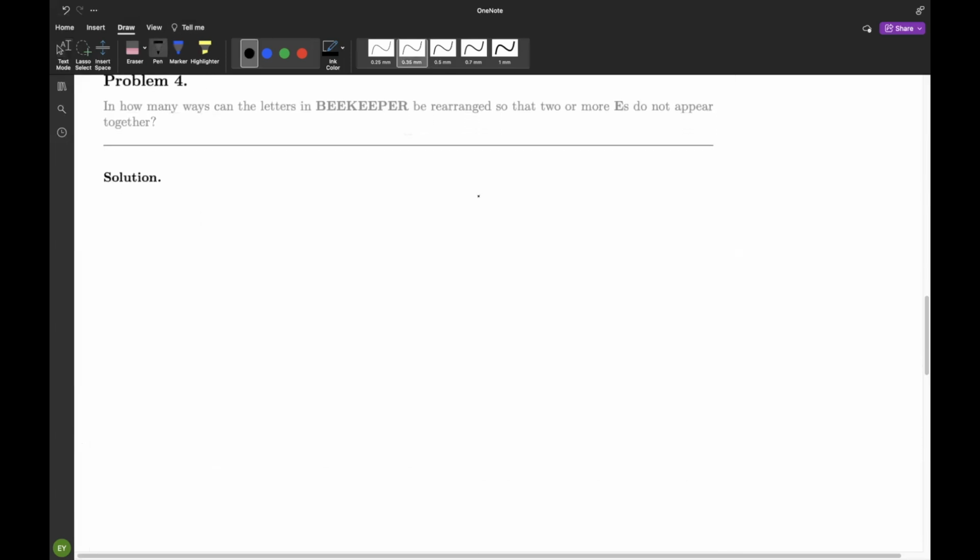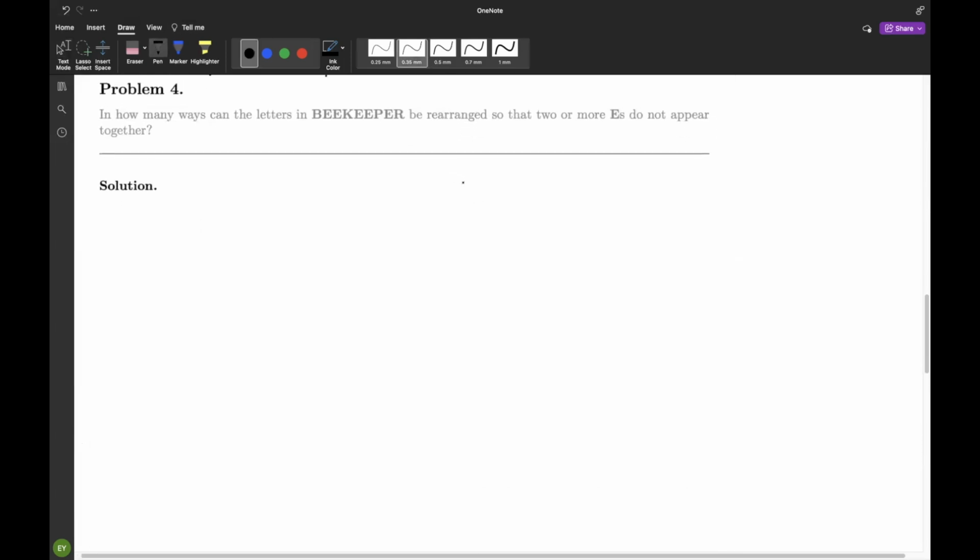How many ways can the letters in beekeeper be arranged so that two or more E's do not appear together? I actually saw a solution from you guys. I saw a brute force method, and I think that is not a bad approach.